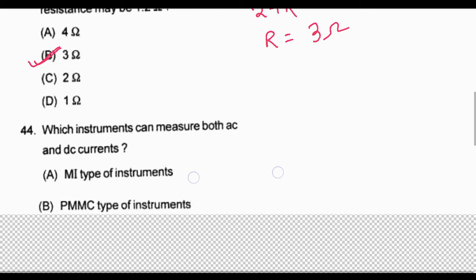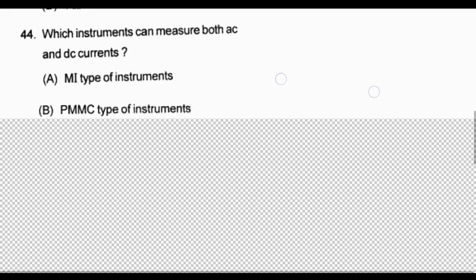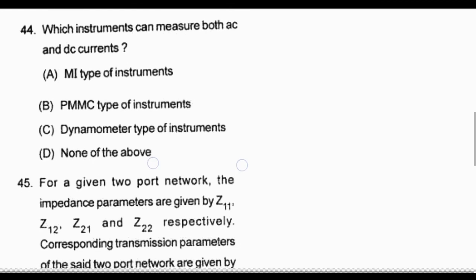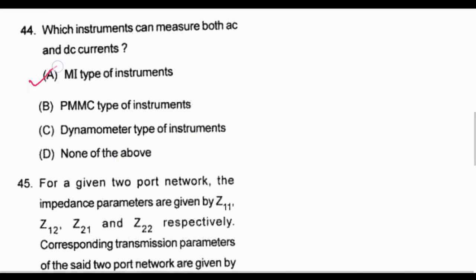Next is, which instrument can be used for both AC and DC measurements? Moving iron type, PMMC type, dynamometer type, none of the above. So here moving iron type, I am considering the answer to be moving iron type.